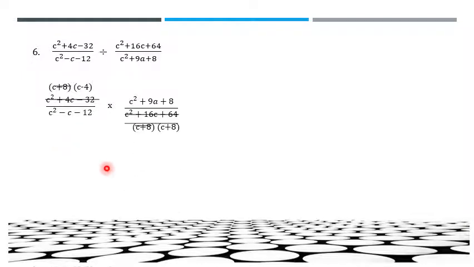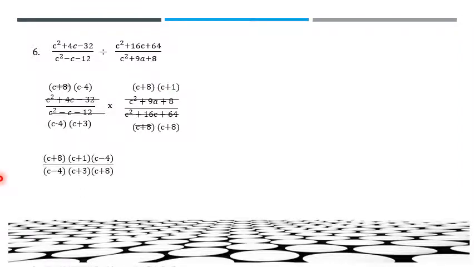Okay, next, factor. That's quantity c plus 8, quantity c plus 1. And then the factor of this one is quantity c minus 4, quantity c plus 3. And then it cannot cancel out because there's no same, there's no GCF. Quantity c plus 8, quantity c plus 1, quantity c minus 4 over the LCD.